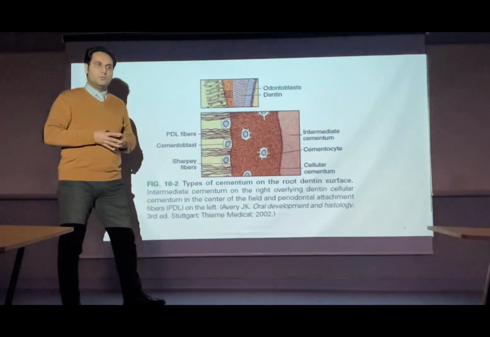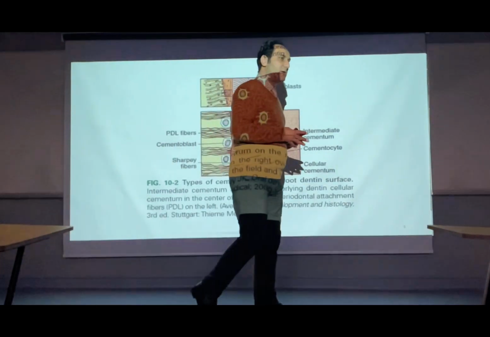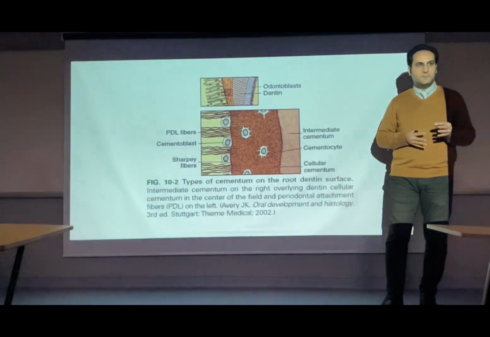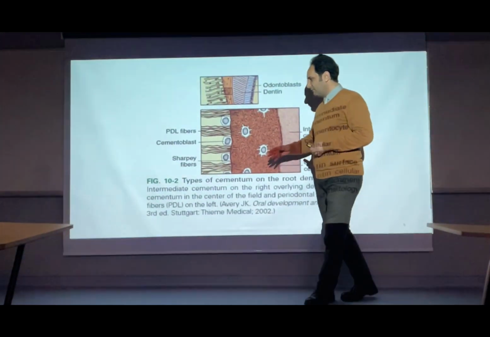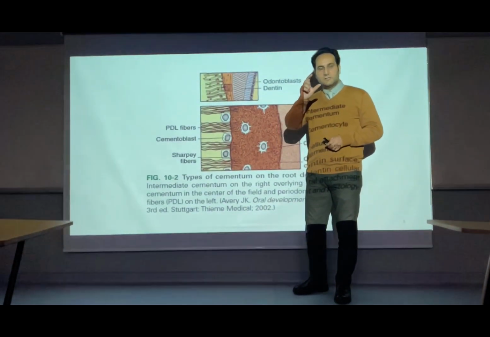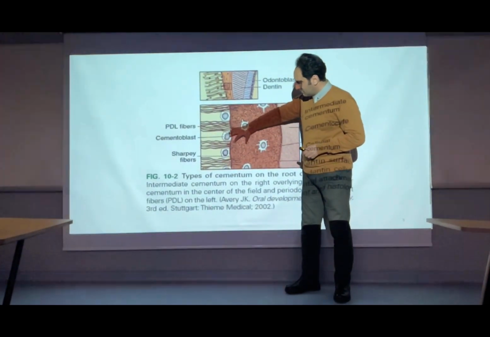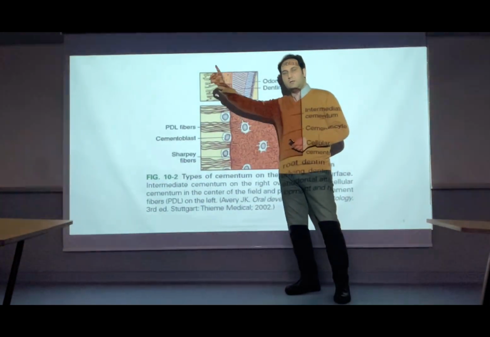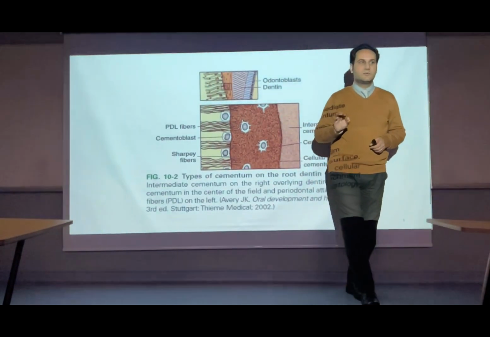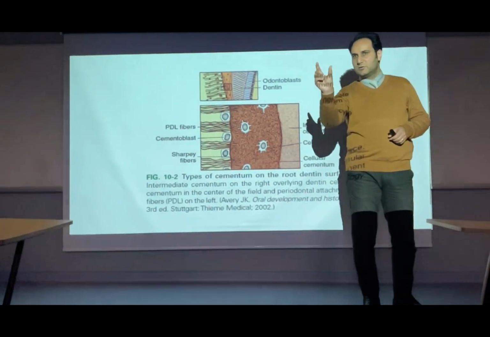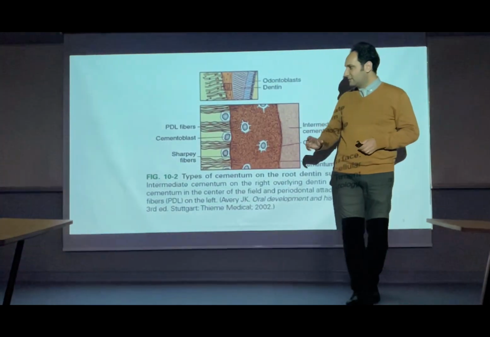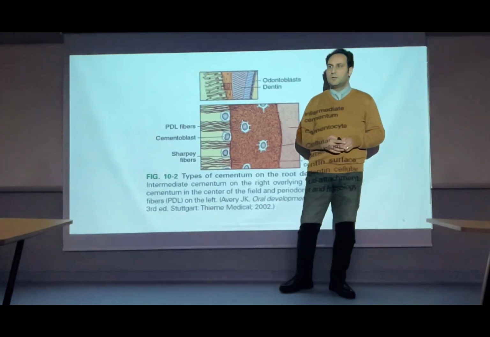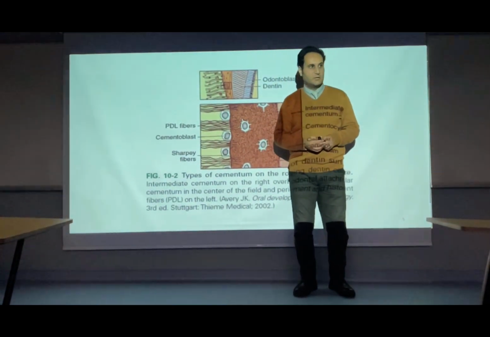Now, have you heard the term Sharpey fibers? Do you know the Sharpey fibers? Sharpey fibers are the part of our fibers which is present in the cementum and on the other side present in the structure of bone. That part is known as the Sharpey fibers. And the structure which is present between the bone and cementum is known as the periodontal ligament fibers. Okay?